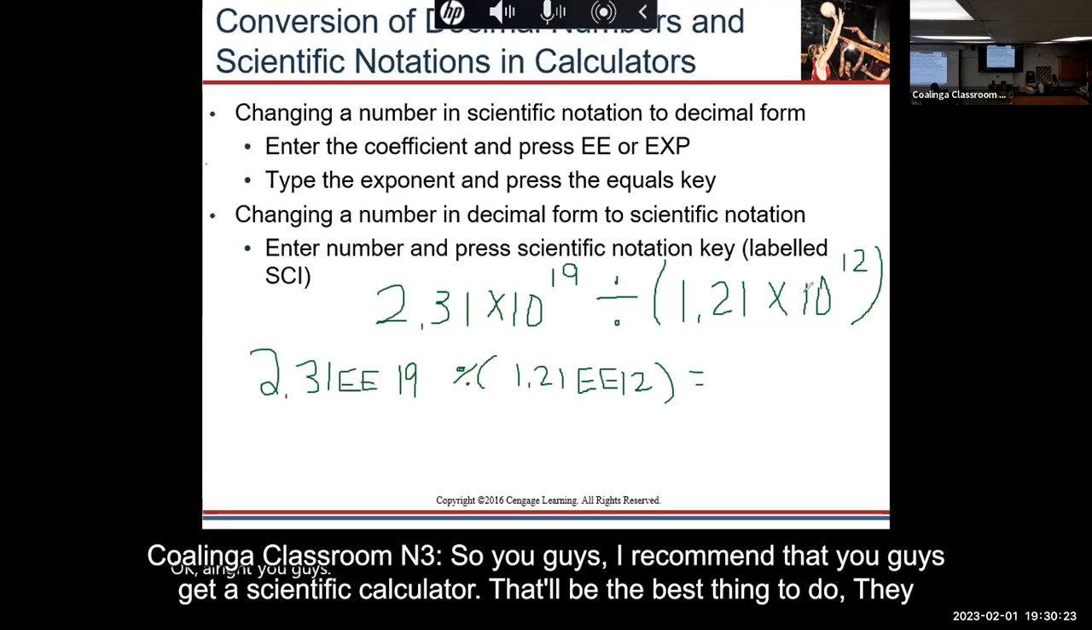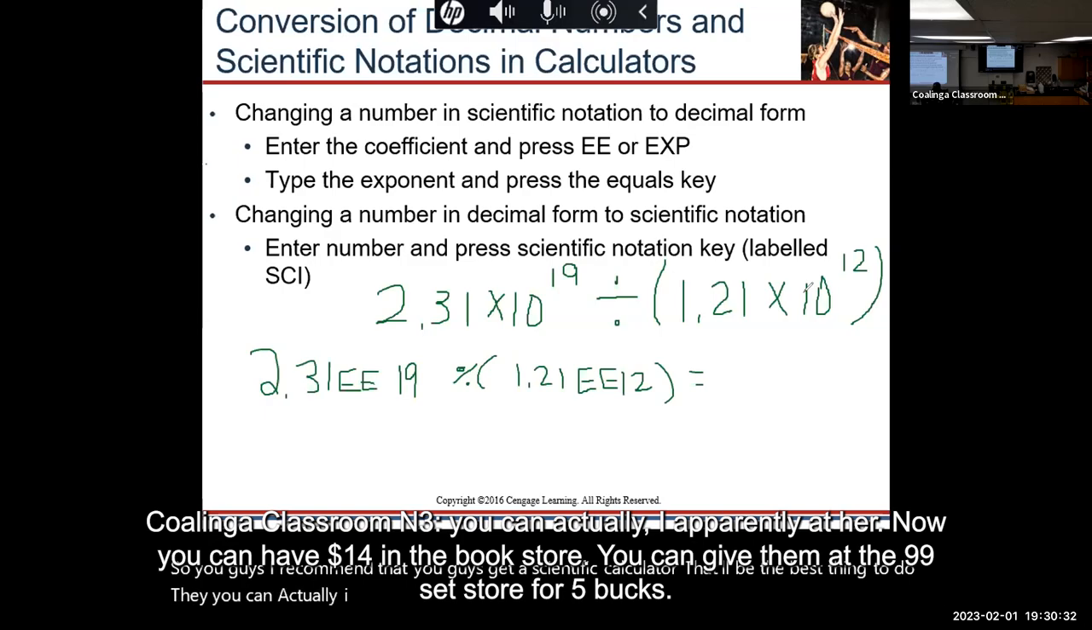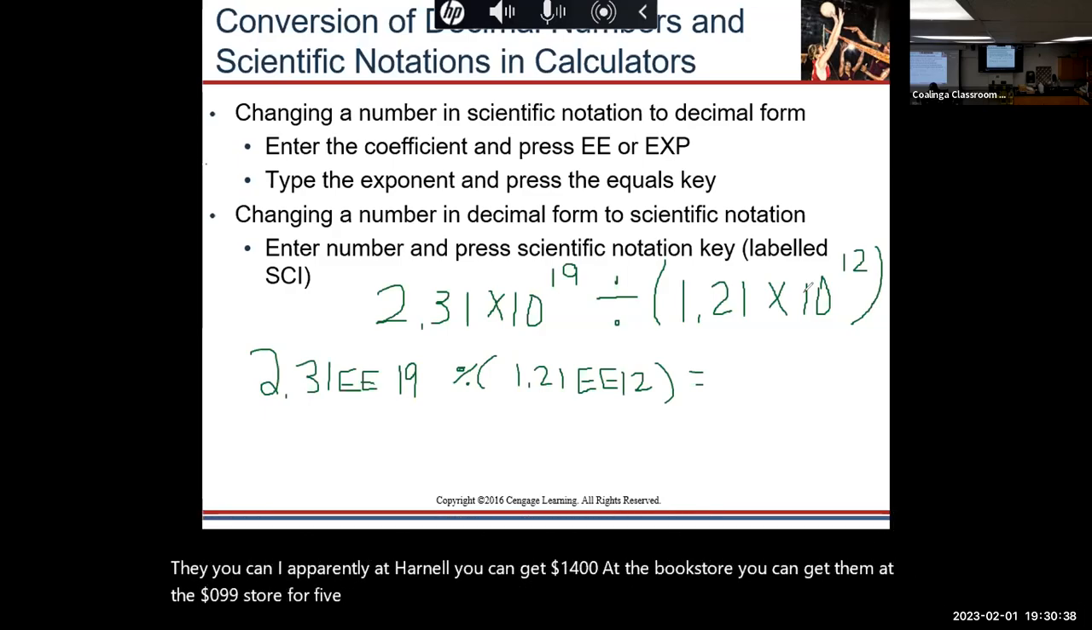So you guys, I recommend that you get a scientific calculator. That'll be the best thing to do. Apparently, at Harnell, you can get them for $14 at the bookstore. You can get them at the 99 cent store for $5.